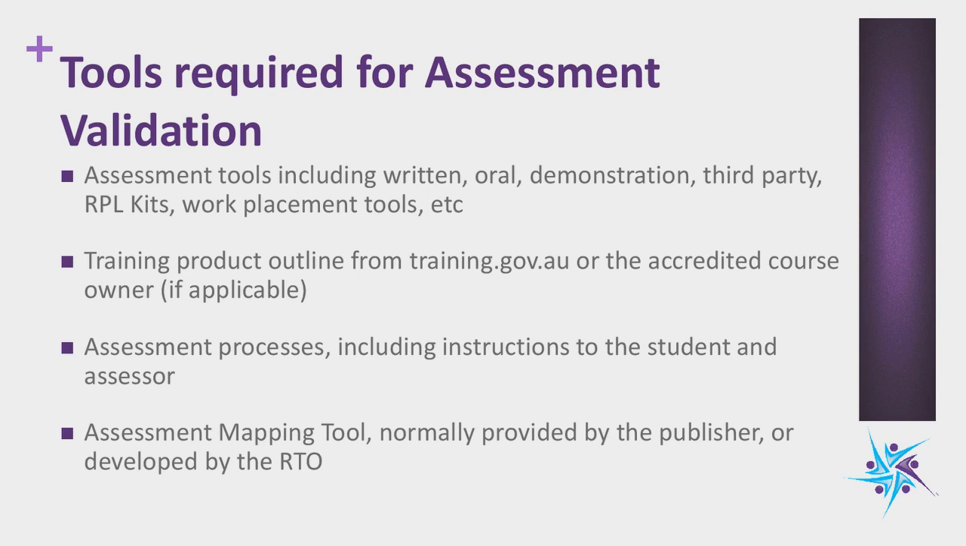You don't have to keep the hard copy, but I highly recommend, it's much easier when you're validating with a team that you write on the tools. The other one I do is I have a PDF copy and I put comments all the way through. So I put a comment against the performance criteria and the assessment tool and I map them together. So whenever I put one against the performance criteria, I'll put it against the assessment tool as well, so that it makes it easier to amend the assessment tool at a later date. You'll also need the assessment processes including the instructions to the student and the assessor, and you should have your mapping tool as well.